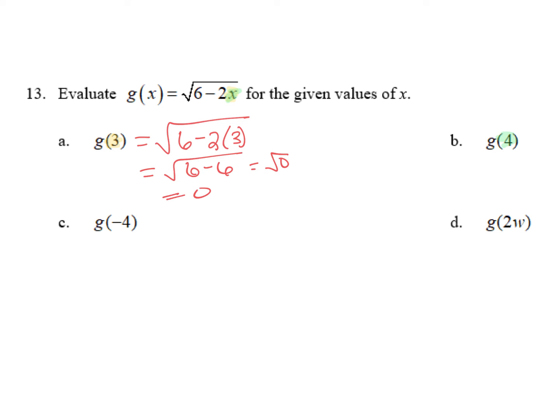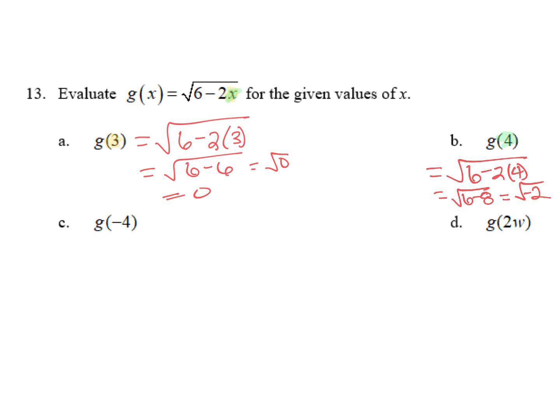4 is going to go in for the x. So this is going to be the square root of 6 minus 2 times 4. So that's going to be the square root of 6 minus 8, which is the square root of negative 2. Now, we're going to learn soon how to rewrite the square root of negative 2, but in real numbers, it actually doesn't exist. The square root of negative 2 is not a real number.